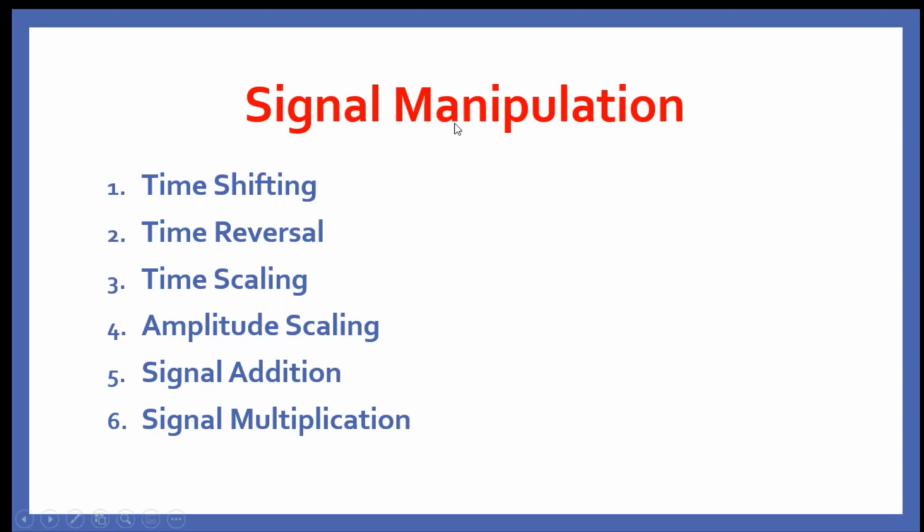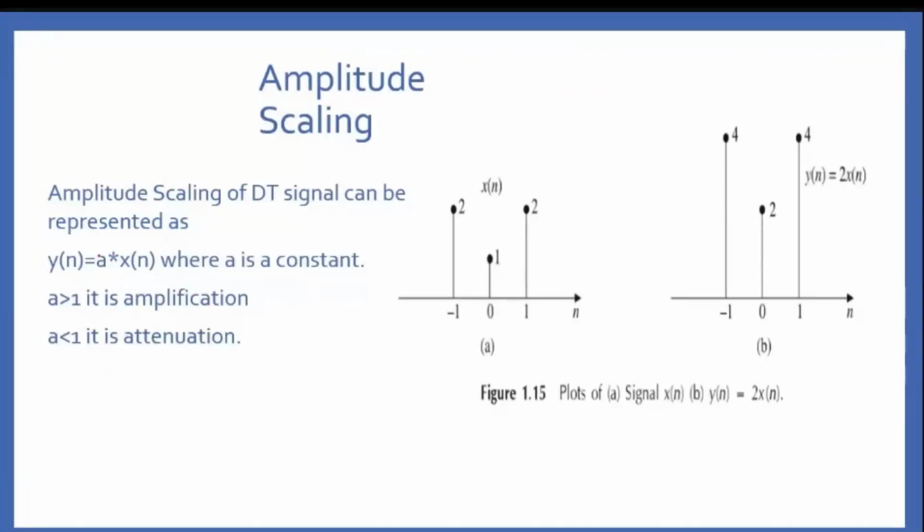Hello everyone, in this lecture we are going to study signal manipulation operations, which are time scaling, amplitude scaling, signal addition and signal multiplication. What is amplitude scaling? Here, y[n], that is your output signal, is multiplied by some amplification factor A multiplied by x[n], right? So A is any constant, so whenever your signal is multiplied with a constant, all the values of that signal will be multiplied with it.